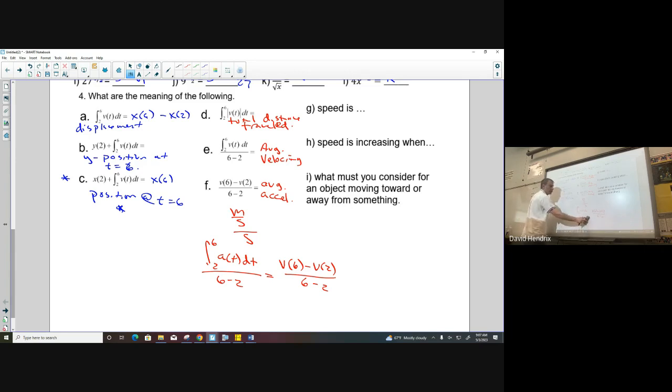Sometimes you'll see it like this on word problems. Instead of 6 minus 2, sometimes they put a fraction out front. That's how you'll know it's usually an average value of something. It'll be like 1/4 of this. And that's the same thing.